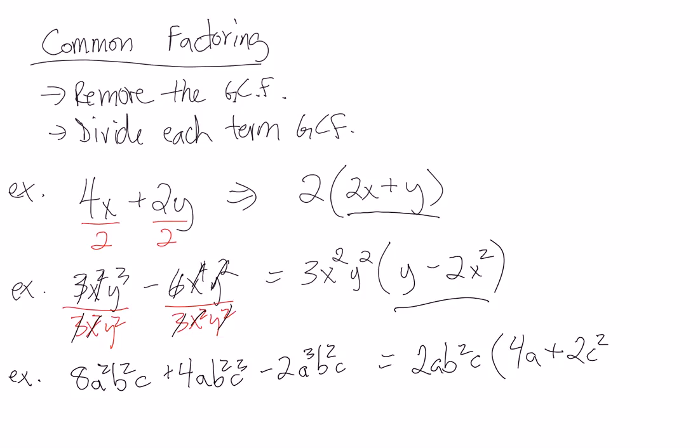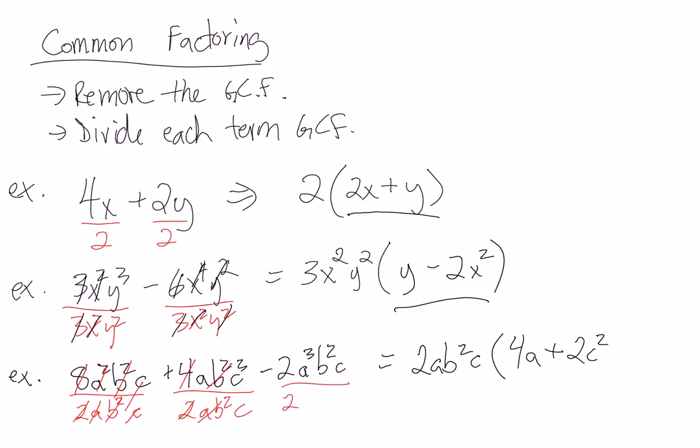So you can see sometimes it's a little bit tough to do this. That's why it's a good idea to write that greatest common factor underneath. So 2ab squared c. So you can see we canceled, all we got left was a 4 and an a. The rest were gone. Same thing for the second one. Once we divide by 2ab squared c, we got 2 and then just the c squared.